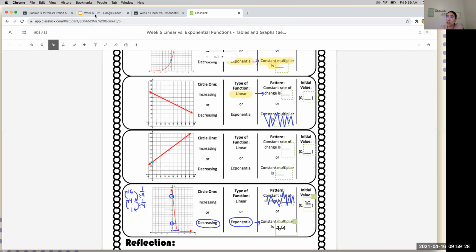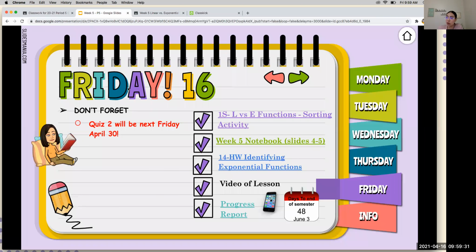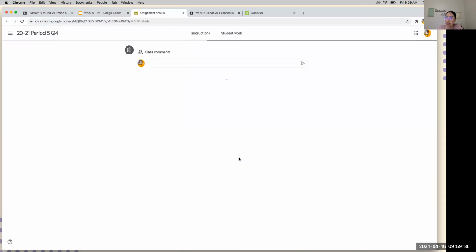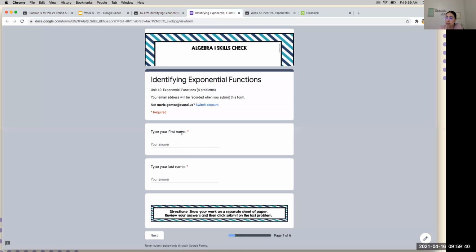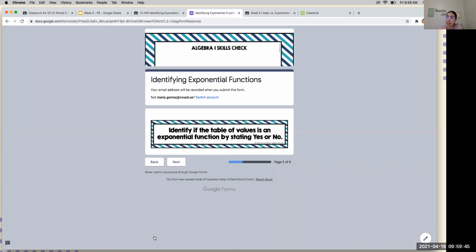And then I'll open it up for you guys, but I want you to pay attention over here so I can show you how to complete today's homework. Today's homework is another Google Forms, which all you have to do is type in your first name, last name, and your directions are actually here in this first page. It's asking you to identify if the table is an exponential function by saying yes or no. We just want to know if it is exponential.